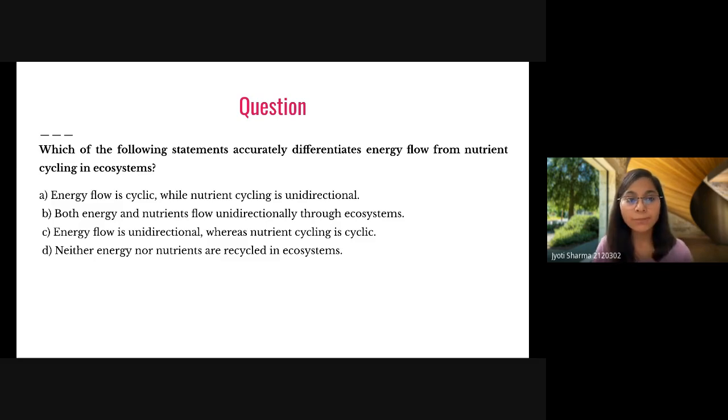So we have four options. A: Energy flow is cyclic, while nutrient cycling is unidirectional. B: Both energy and nutrients flow unidirectionally through the ecosystem. C: Energy flow is unidirectional, whereas nutrient cycling is cyclic. D: Neither energy nor nutrients are recycled in the ecosystem. So how is the cycling of the nutrient, let's say nitrogen, carbon, different from the energy flow?